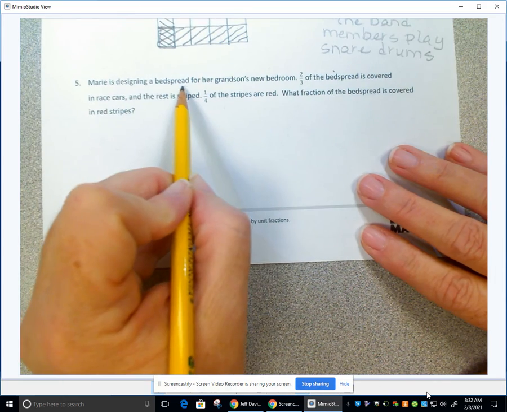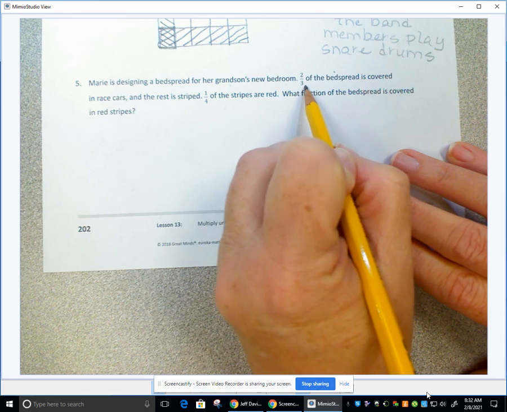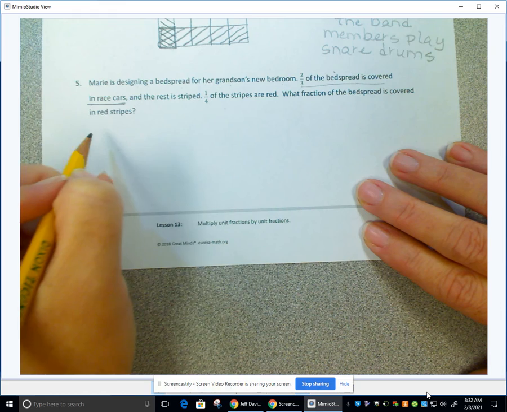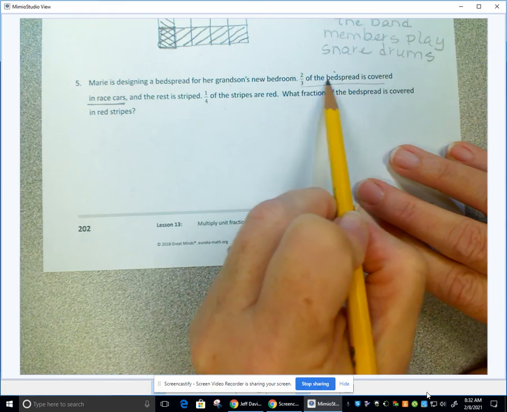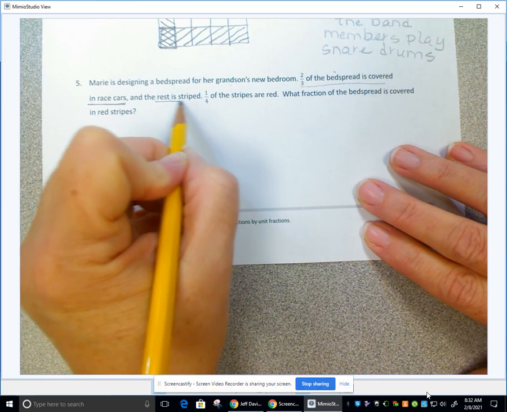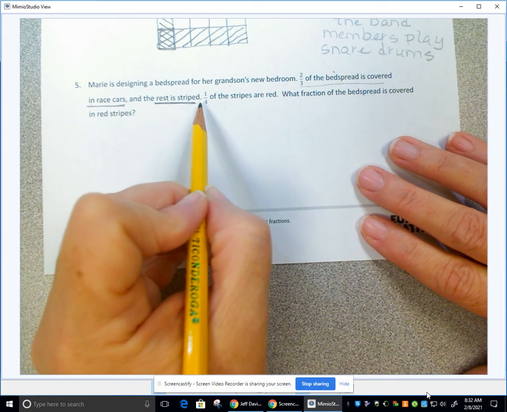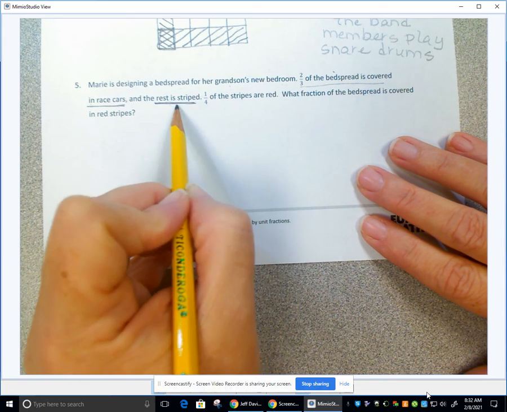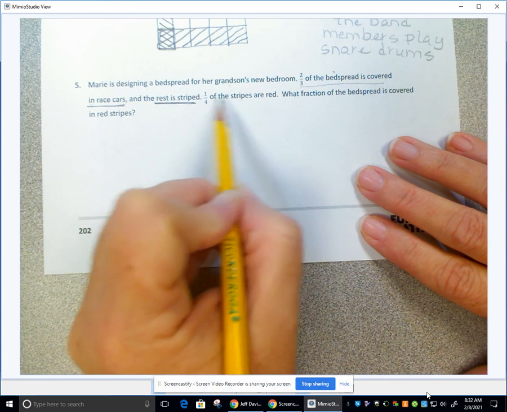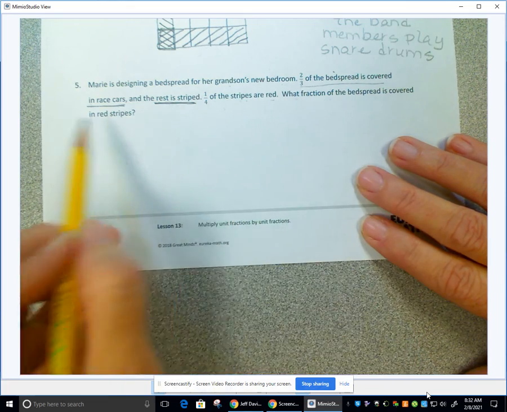Marie is designing a bedspread for her grandson's new bedroom. 2/3 of the bedspread is covered in race cars. This problem is a little different, so just listen out for this. 2/3 of the bedspread is covered in race cars, and the rest is striped. 1/4 of the stripes. See, we're not worried about what was covered in race cars. We want 1/4 of the stripe. 1/4 of the stripes are red. What fraction of the bedspread is covered in red stripes?